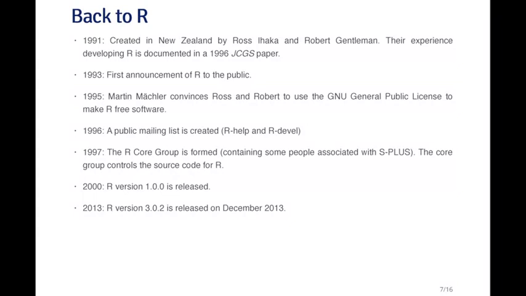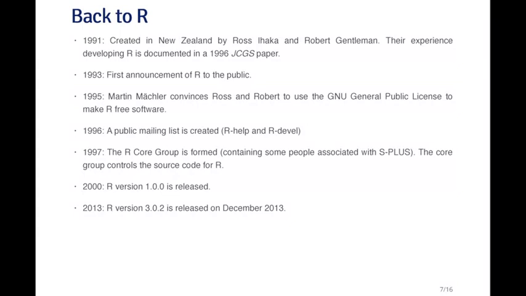And they talked about their experience developing R in a paper published in 1996 in the Journal of Computational and Graphical Statistics. In 1993, the first announcement of R was made to the public. In 1995, Martin Maechler convinced Ross and Robert to license R under the GNU General Public License. So we'll talk a little bit more about that in a second. And that made R what we call free software.